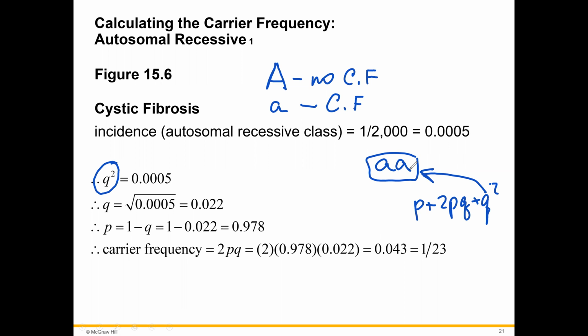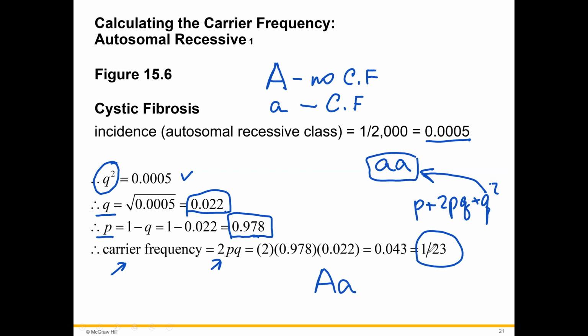So if you divide 1 by 2,000 and you have this number, you know q squared. If you know q squared, you can find q. You just take the square root of this number. So that's your q. If you know q, you always know p, because p equals 1 minus q. So your p is going to be this number. And then you know p and you know q, so you can find your 2pq, right? Because you multiply 2 times p times q. That's going to be your number over here, 1 over 23. So the carrier, big A little a, is 1 over 23.